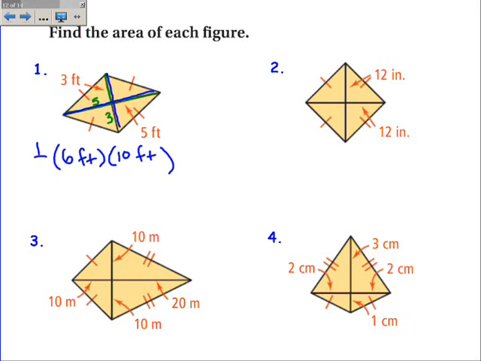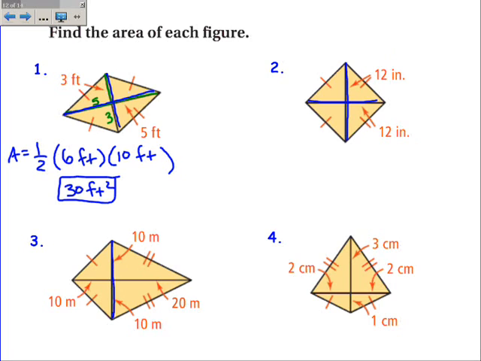Okay, so again, it's half the product of the diagonals. And so 1/2 of 6 times 10 is 30. Okay, number 2 is a very related problem, so I'll skip that. The diagonals are 24 and 24. Number 3 is a kite. But the area for a kite is the exact same as a rhombus. It's the product of the diagonals divided by 2.